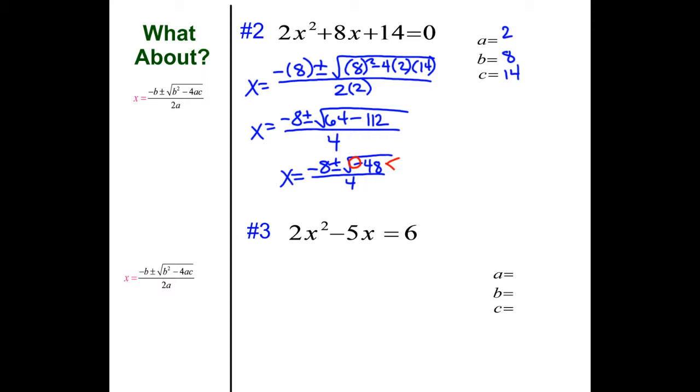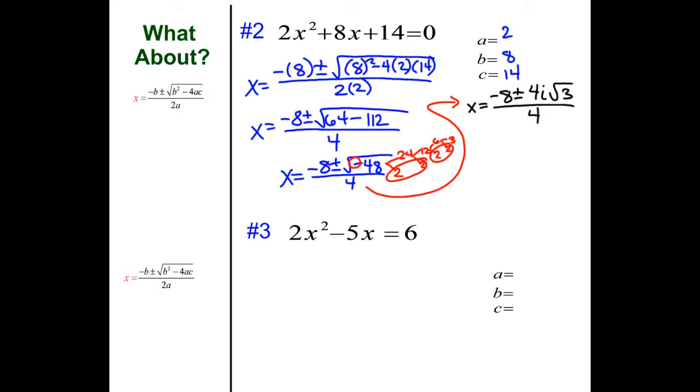Now let's see if we can simplify this. 2 and 24, 2 and 12, 2 and 6, and 2 and 3. So I can simplify this. I can pull out a 4. So really, what this is going to become is x equals -8 plus or minus 4i times the square root of 3, all divided by 4.